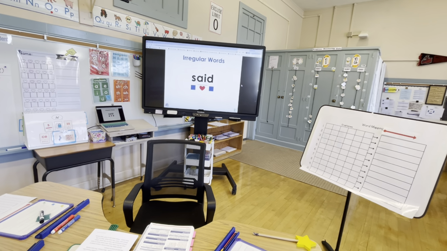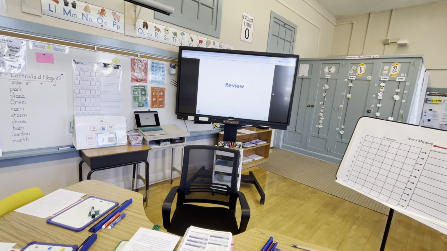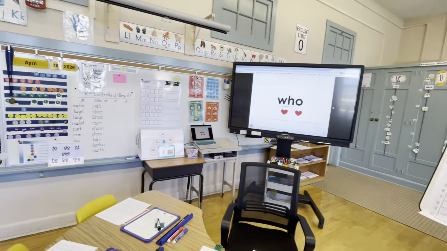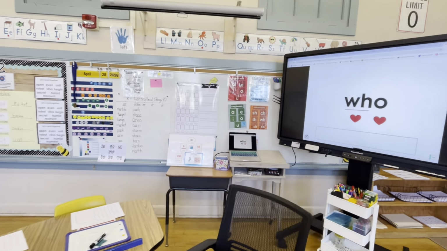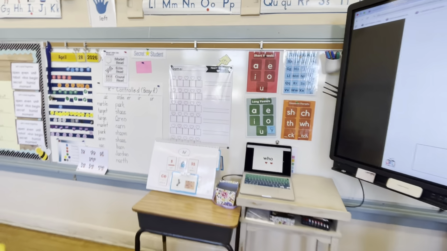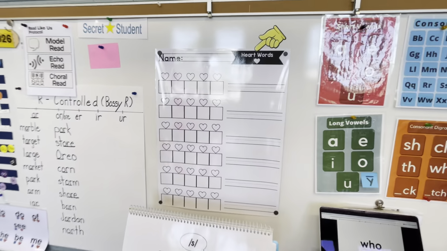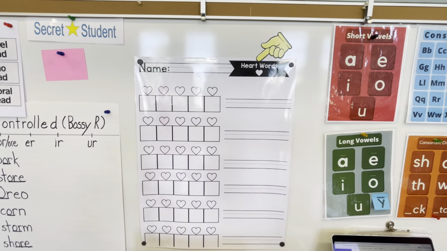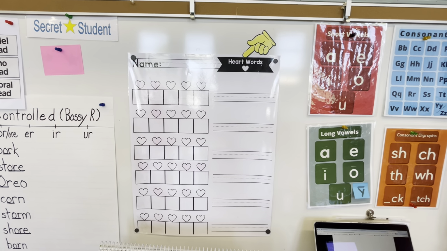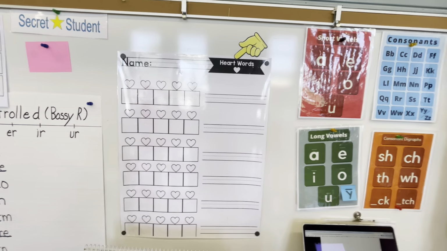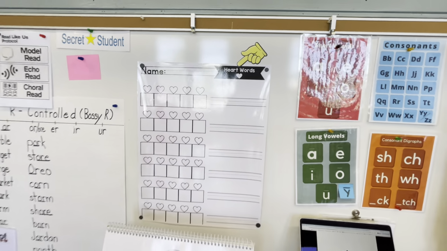And then for irregular words, we also use a mapping technique as well. We use the heart word. I'll zoom in a little bit closer. So here is what we use. And when the spelling pattern is irregular or they haven't learned that spelling pattern, we color the heart over it.